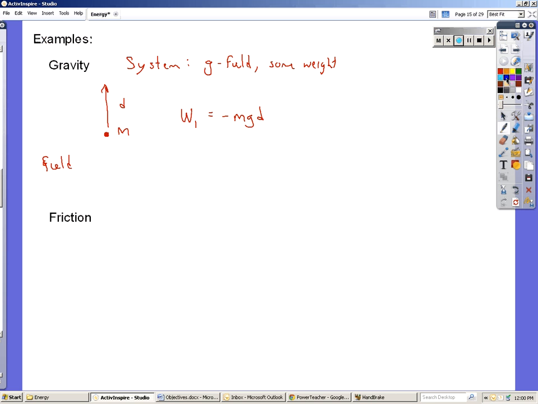And now we're going to move it back to its starting point. So W2 in this case is equal to positive mgd, which is equal to negative of W1, and gravity is conservative.